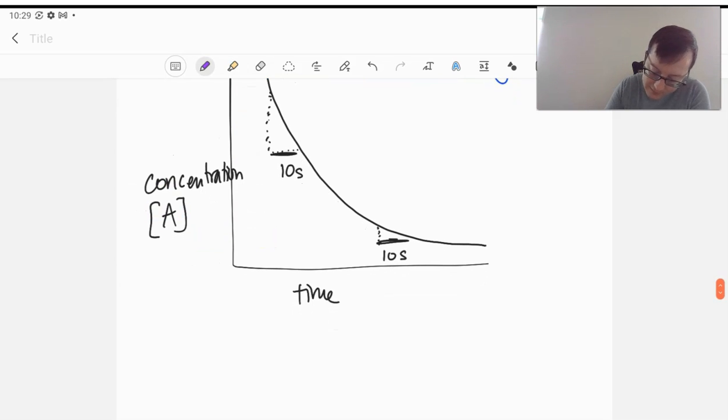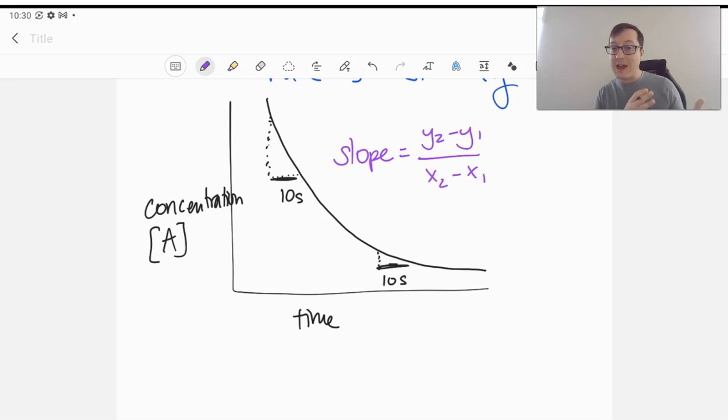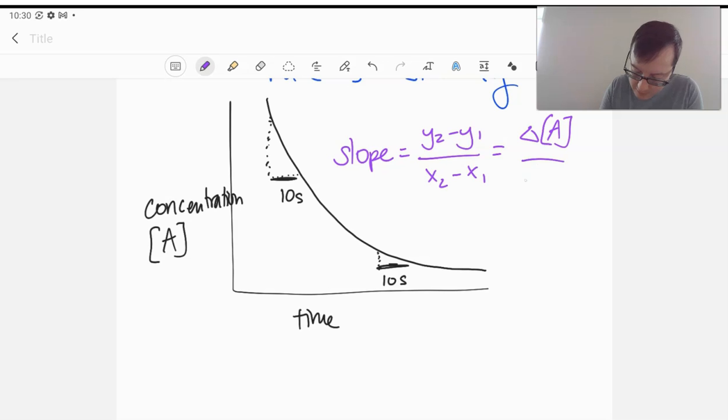Remember that the slope is always going to be our rise over run, right? So it's going to be our difference in y over our difference in x. In this case it's concentration over time, because our y-axis is concentration and our x-axis is time. That's the same thing as change in concentration of A over the change in time. And again, the slope will be negative, so that's why we put the negative in there later, to cancel it out.